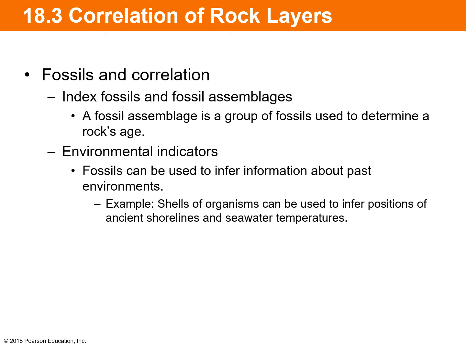So let's continue to talk about fossils and correlating geologic units around the world. We already talked about index fossils, which are fossils of organisms that existed everywhere on Earth for a short period of time. Well, let's talk about fossil assemblages. Fossil assemblages are a group of fossils used to determine a rock's age. So usually it's better to have more than one fossil to determine a rock's age, just in case.